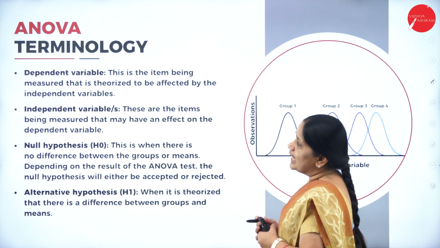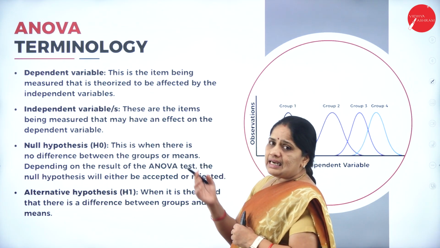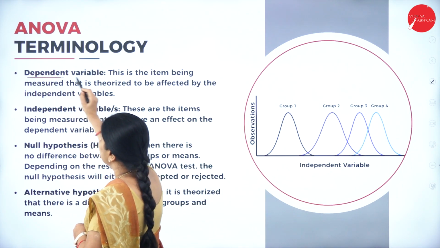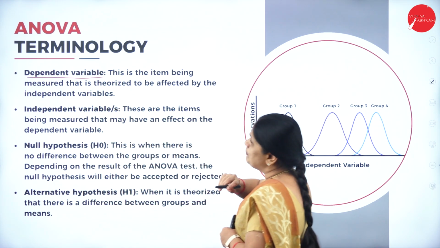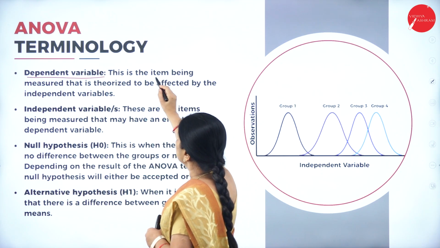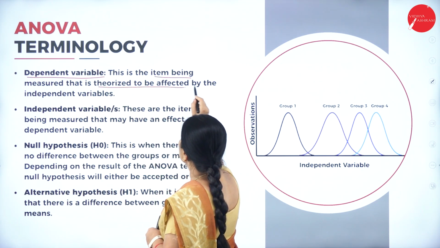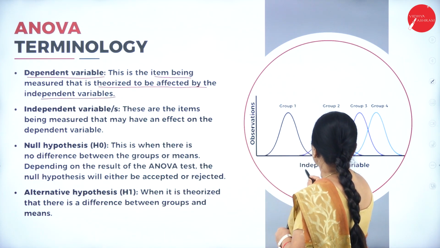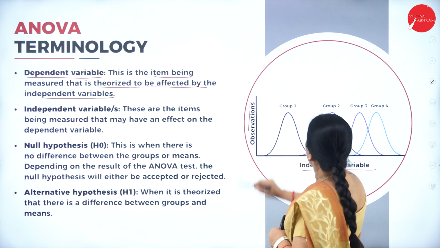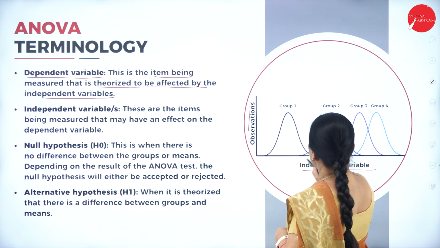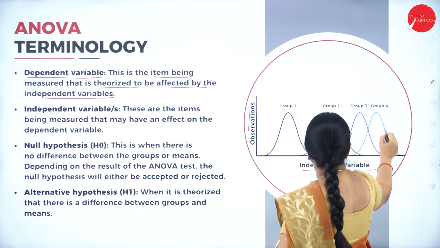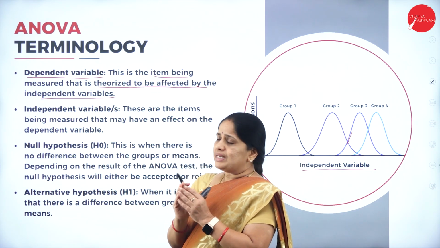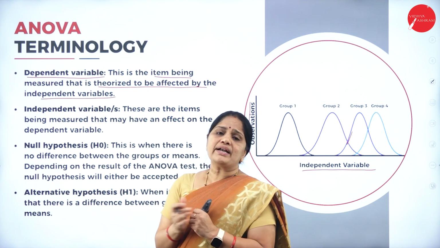Next, we have certain terminologies in ANOVA. Let us get familiar with the terminologies here. The first one is the dependent variable. Now what do we mean by dependent variable? This is the item being measured that is theorized to be affected by the independent variables. So we have the independent variables here and the observations here, then the observations of group 1, group 2, group 3, group 4. The dependent variable is affected by the independent variables.